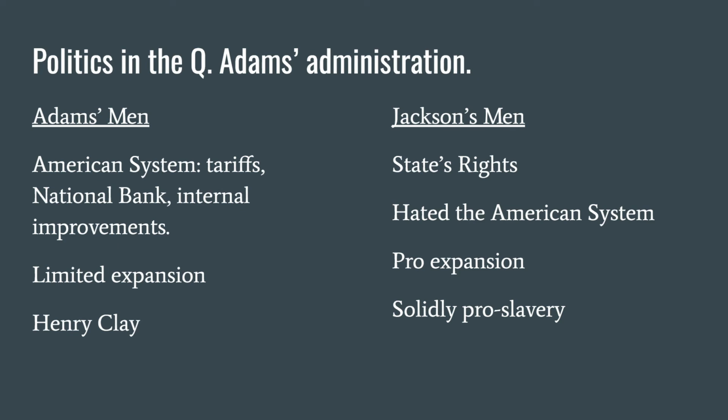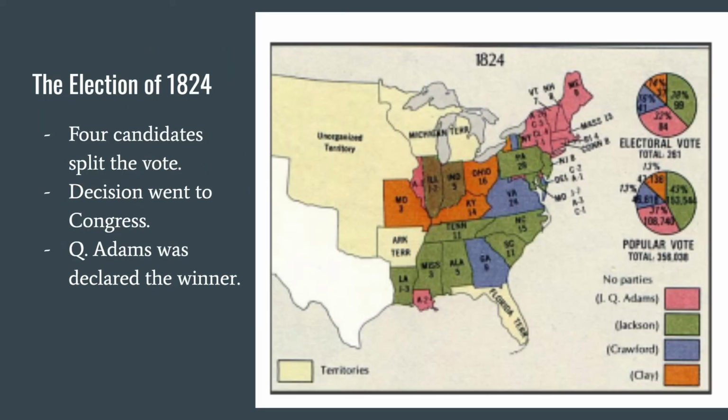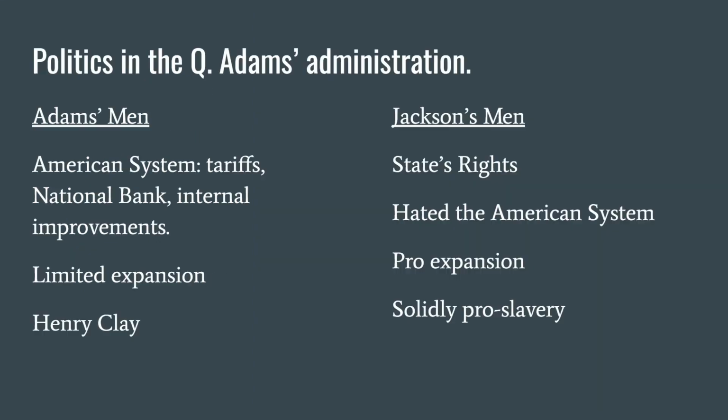Now, politics in the John Quincy Adams administration. There's no foreign policy to be considered here. It's all about domestic. Because the two big factions that come out of this election of 1824, so now we got two factions within that faction, are known as Adams men, as in John Quincy Adams, and Jackson's men.